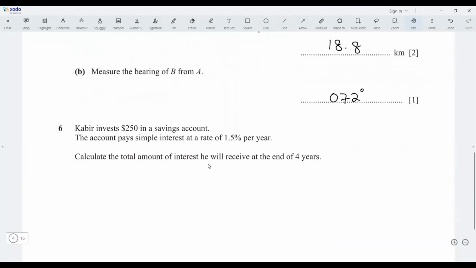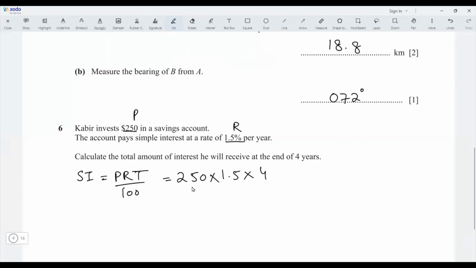The simple interest we have to calculate after 4 years. The simple interest formula is PRT over 100. What's P? P is the amount invested at the start, that is 250. What about R? That is the rate of interest, and it is 1.5, and T, the time period, is 4, all divided by 100.